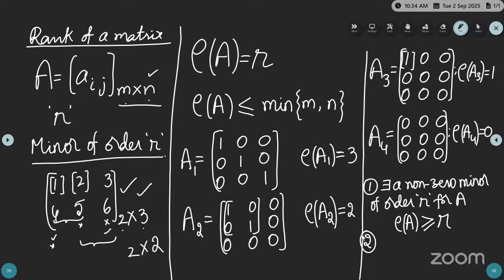Row, comma, column transformations. While doing or calculating the rank, use the word transformation. But while finding the determinant, use the word operation. Just to show the difference between them. Row, comma, column transformations. First point. Interchanging rows.